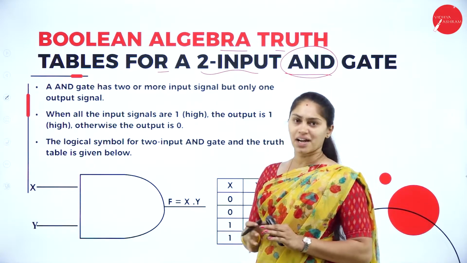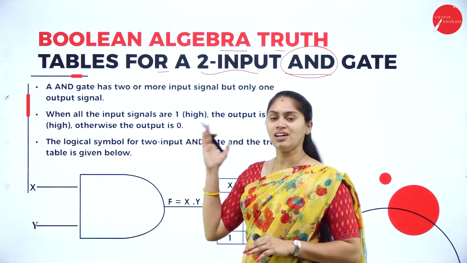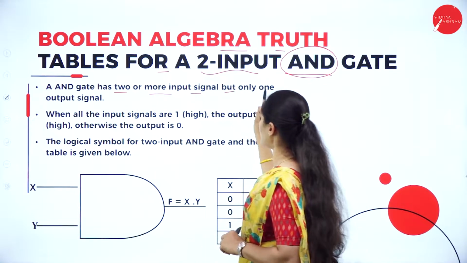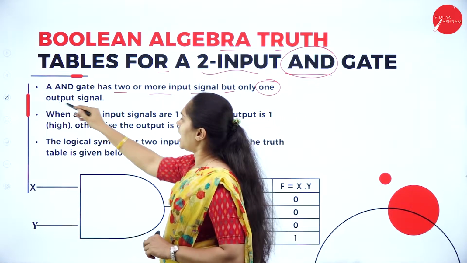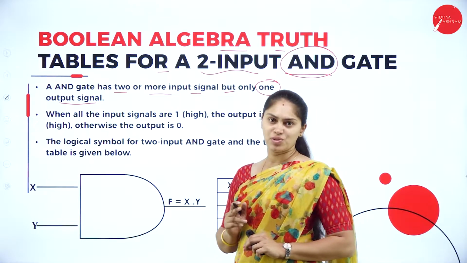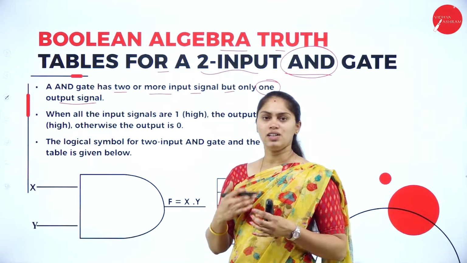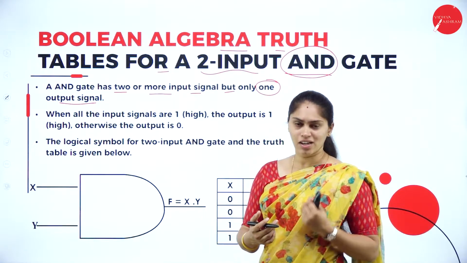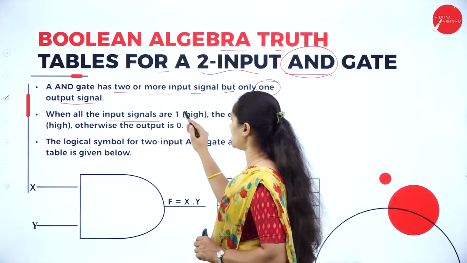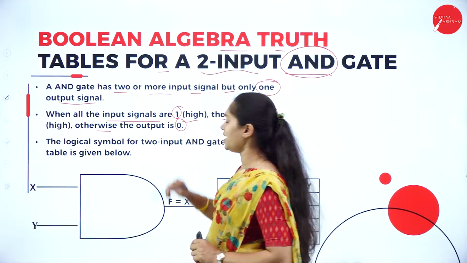What do we mean by an AND gate, and how does it work? All these logic gates deal only with zeros and ones. The AND gate takes 2 or more input signals but produces only one output signal. The input and output signals are always only zeros and ones, based on the type of gate or operator we are using. When all the input signals are 1 or high, then the output is 1. Otherwise, the output will be 0.